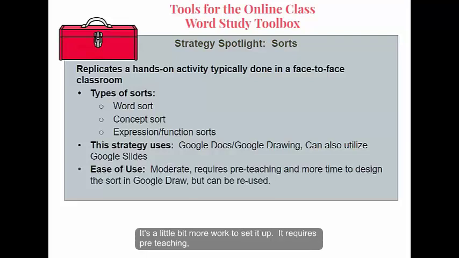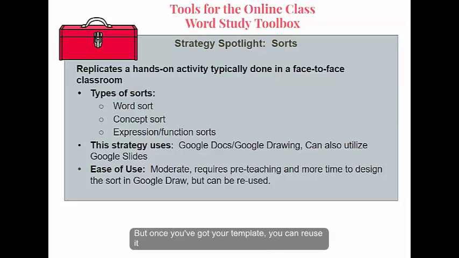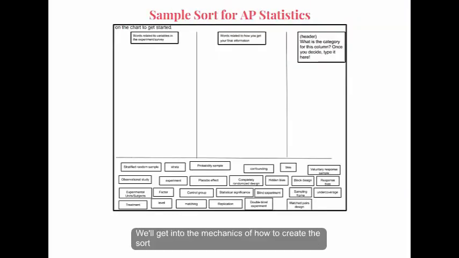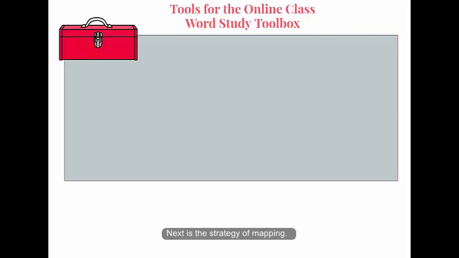It's a little bit more work to set it up. It requires pre-teaching and more time to design the sort, but once you've got your template, you can reuse it with any vocabulary list. You choose the categories. Here's an example of a word sort. We'll get into the mechanics of how to create the sort and teach it to students in the module on sorts. Next is the strategy of mapping.